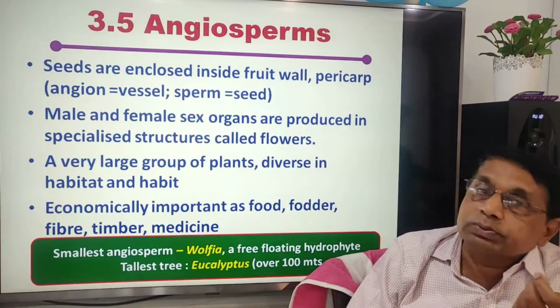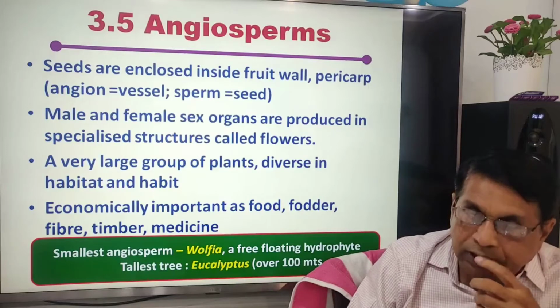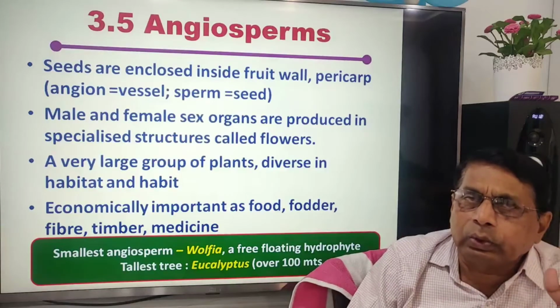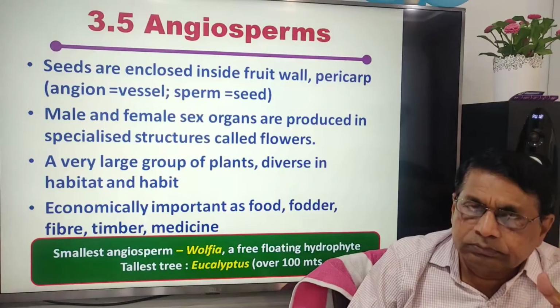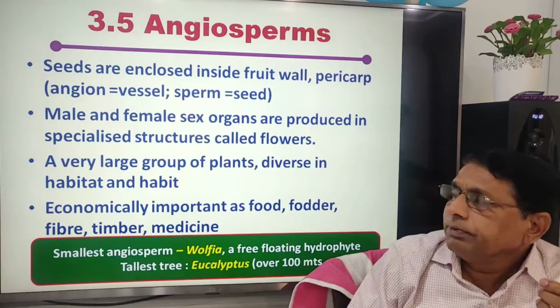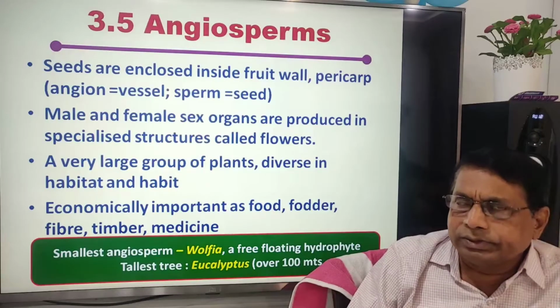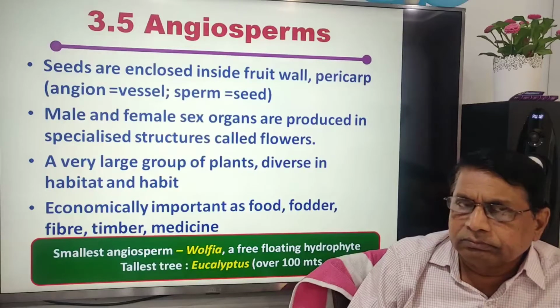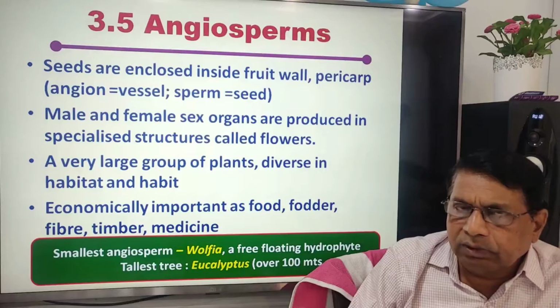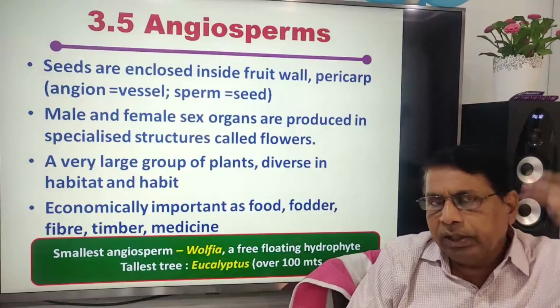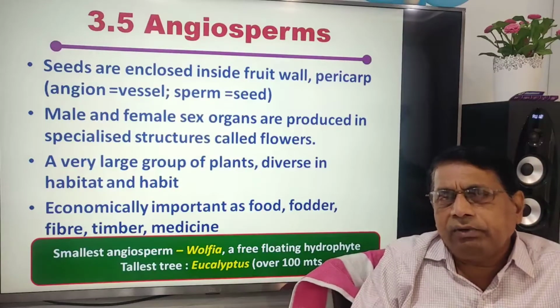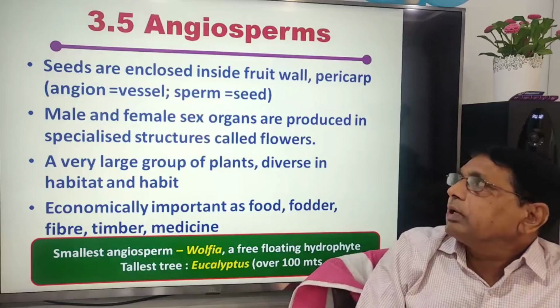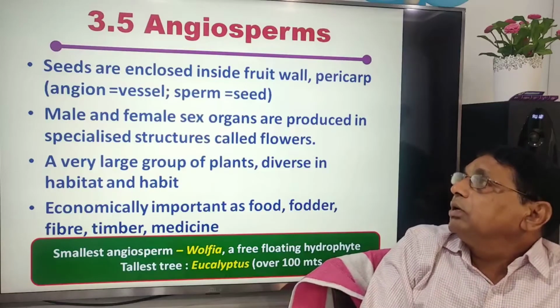Then Angiosperms, a highly evolved plant group. Very successful plants. You can see them in a variety of habitats: in desert habitats, in aquatic habitats, in plains, in high mountain ranges. Everywhere you can see them. The seeds are enclosed inside the fruit wall.